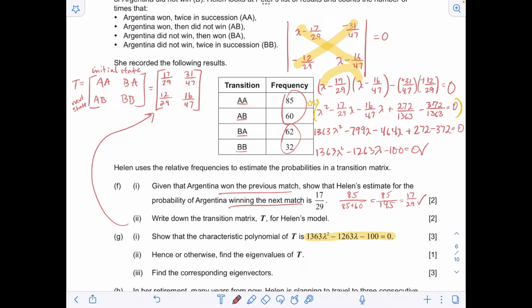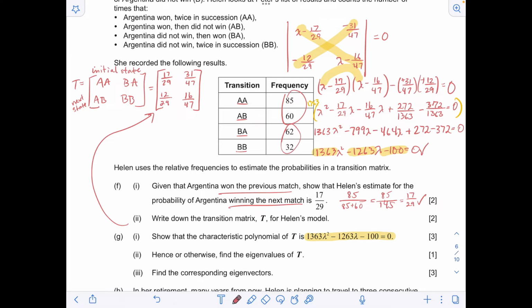Part 2, though, says hence or otherwise find the eigenvalues of T. So to find those eigenvalues, we need to solve for lambda. All you have to do here is go to polysimult and use the polynomial equation solver using your coefficients of this lambda expression. And when you do that, you're going to get values.